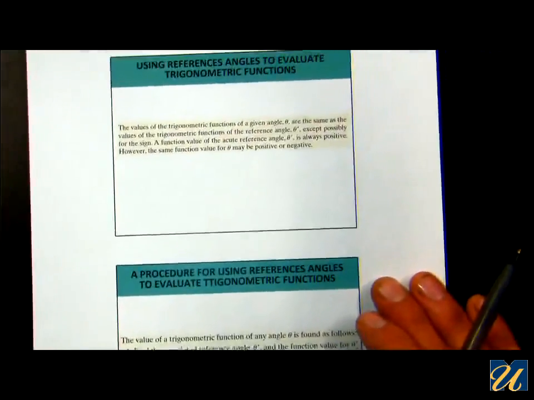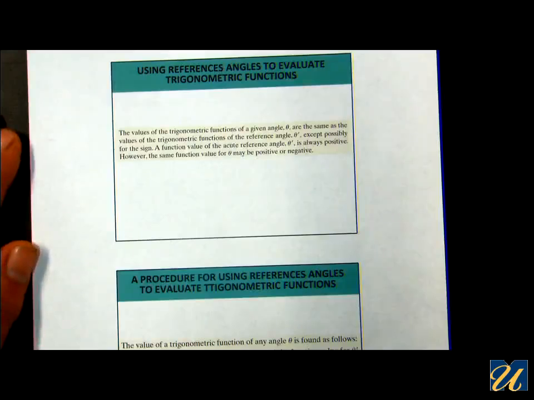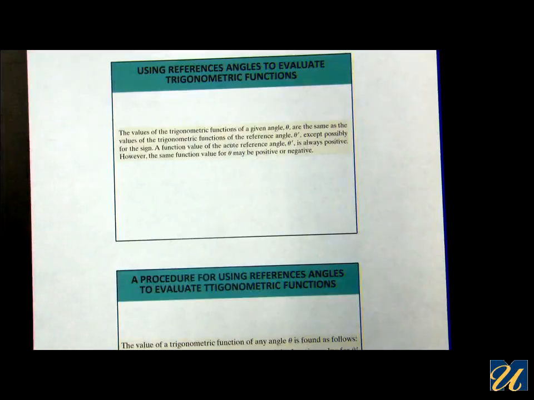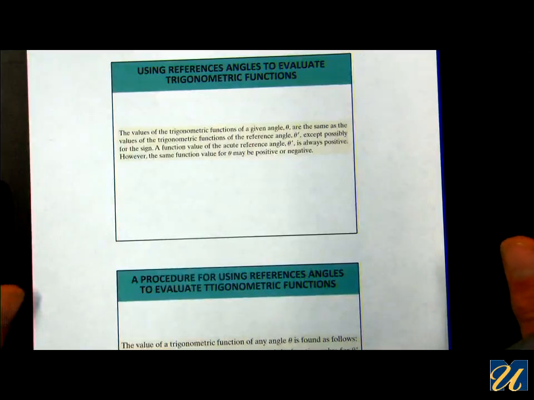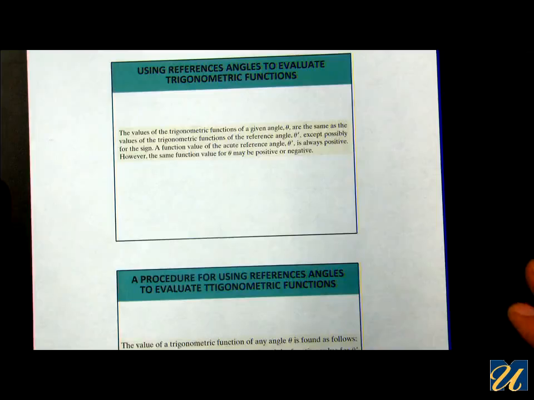Okay. Let's take a look at using reference angles to evaluate trigonometric functions. The values of the trig functions of a given angle are the same as the values of the trig functions of the reference angle, except for where you are, in other words, what quadrant you are in, because the quadrants have a plus or minus sign dependent upon which trig function you are looking for. So what it's saying is that we look at the reference angle, we get the trigonometric value, then we look at where we are, what quadrant we're in, and perhaps adjust for a plus or minus sign if need be.